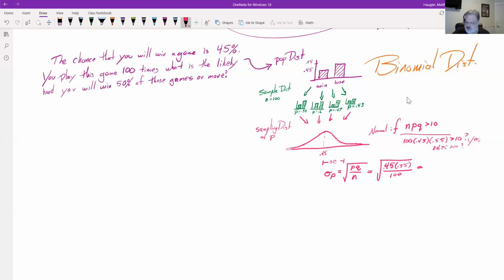So what do you get for that standard error? 0.0497. 0.0497, you said? Mm-hmm. Okay. And this is a percentage, by the way, because this 45 is a proportion, right? This 45 is a 45%. This standard error is about 5%.